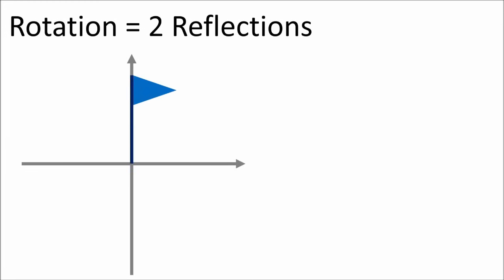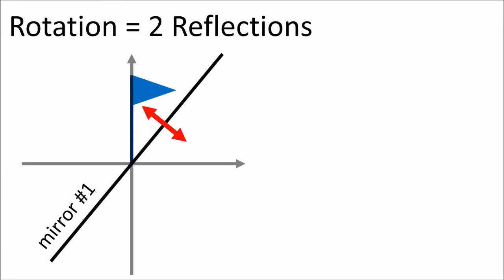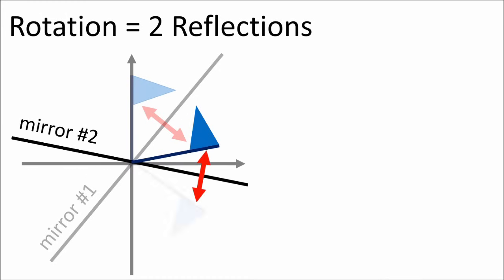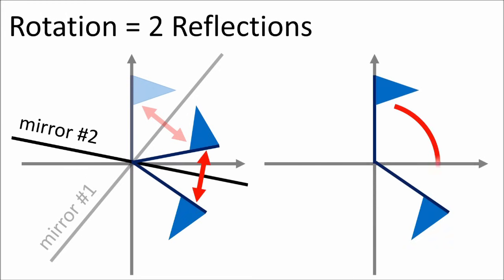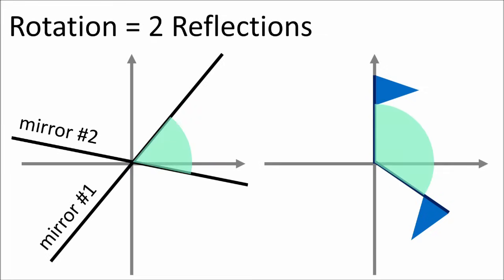A rotation can be thought of as a pair of reflections. For example, if we take this flag and reflect it in this mirror, then take the result and reflect it in this mirror, we end up with a rotation of the original flag. So if we want to rotate something, all we need to do is do a pair of reflections. Also notice that the angle of the flag's rotation is twice the angle between the two mirrors that we used.